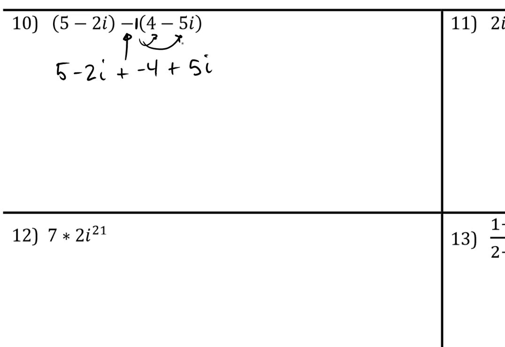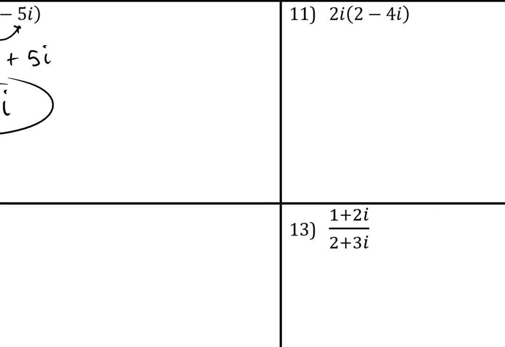Now, if I combine complex numbers, it's just a matter of gathering up the real parts and gathering up the imaginary parts. 5 minus 4 is 1, and negative 2i plus 5i is plus 3i. So that one's finished. Number 11, multiplication.